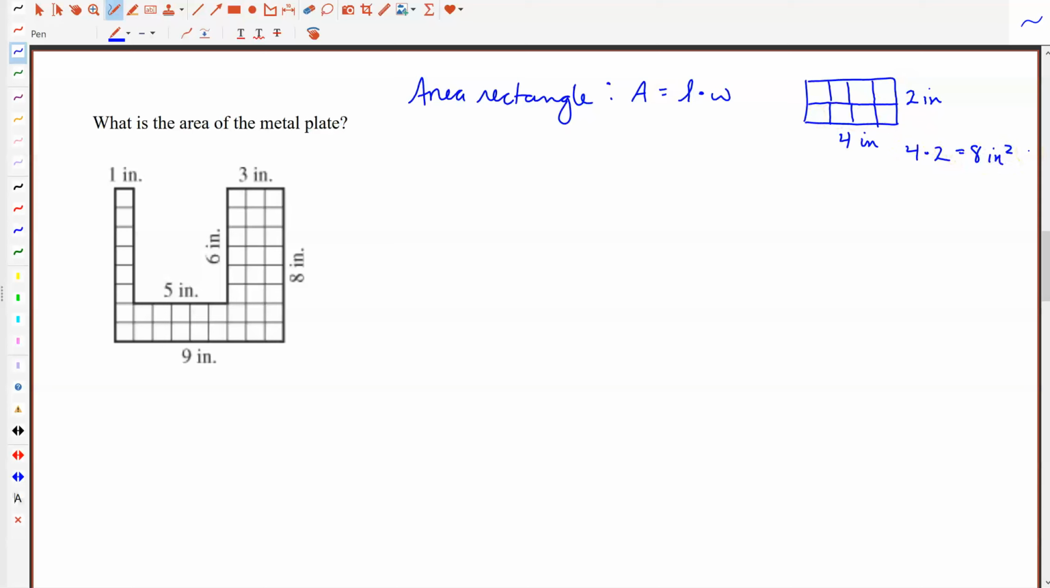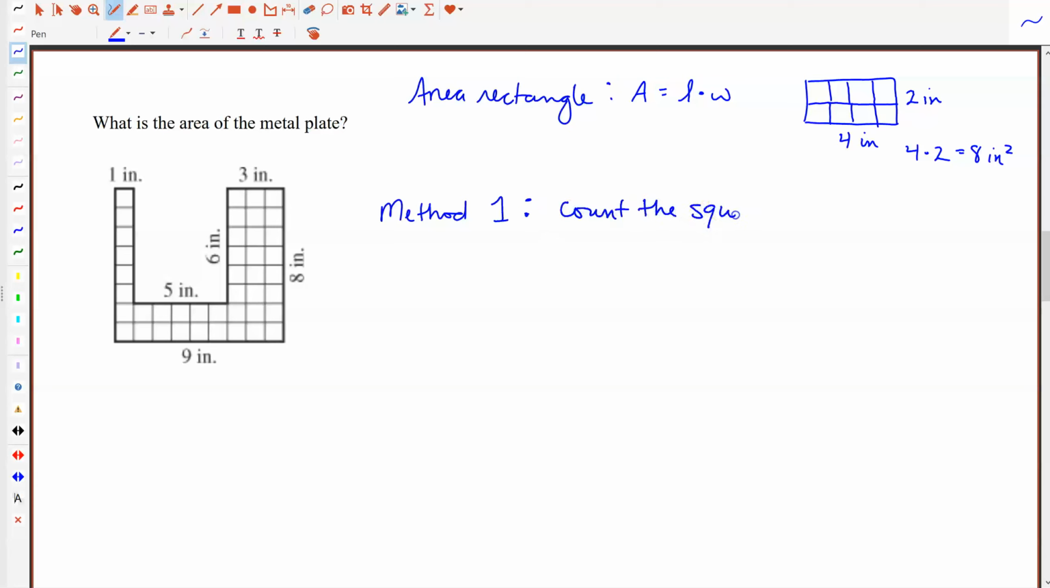All right, so that connects to the formula for area of a rectangle, which is always to multiply its length times its width. So on this example, we want to find the area of this metal plate. There's a couple ways that we could do this. Because this one already has the plate sectioned off into little squares, one way we could do it is we could just count the squares.